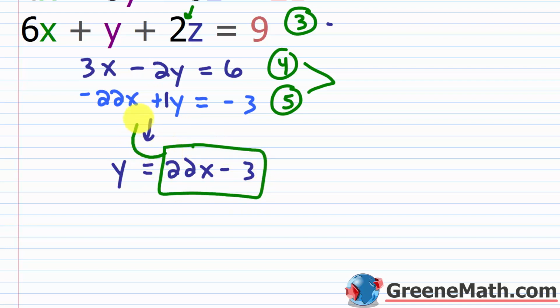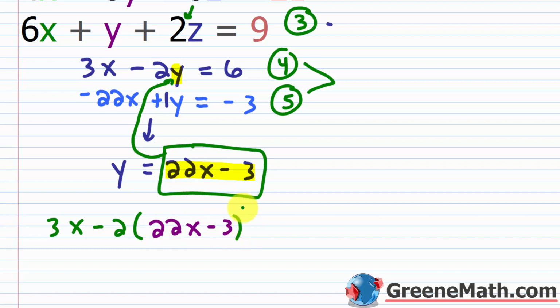Okay, so then what I can do is take this guy right here and plug it in for y in this equation 4. Okay, so that's going to get plugged in right there. So what I'd have there is 3x minus 2 times, again, this quantity right here. This is being plugged in for y. So that is going to be 22x minus 3. Okay, let me change the color again. And then we have that it's equal to 6.